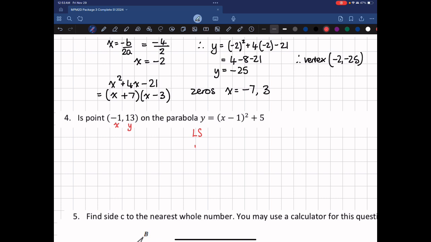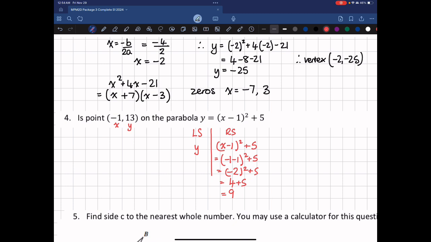So my left side is just y. So let's see if that evaluates to what we need with a right side. So my right side is x minus 1 all squared plus 5. And with x equals -1, that means -1 minus 1 all squared plus 5, which is -2 all squared plus 5, which is 4, because -2 times -2 is +4, plus 5, which equals 9. So when x equals -1, y will equal 9.